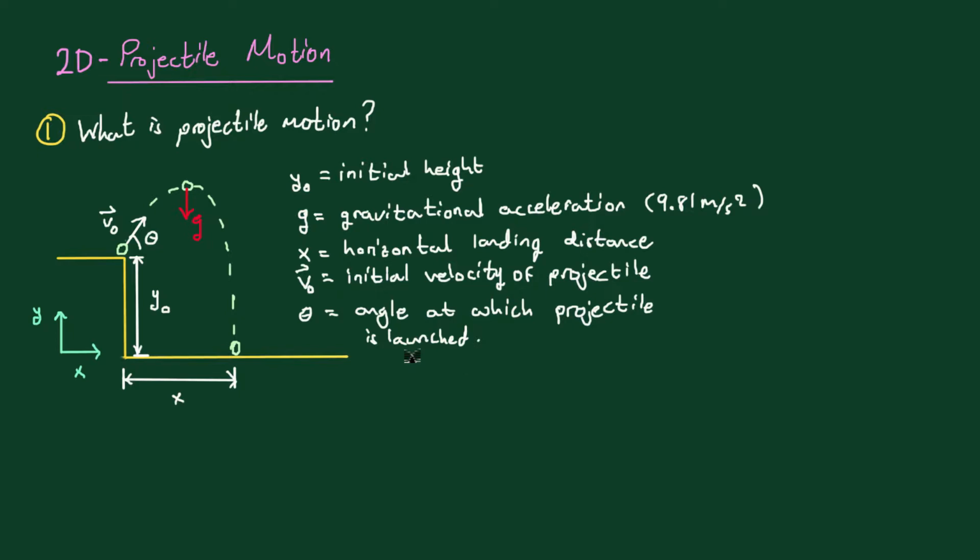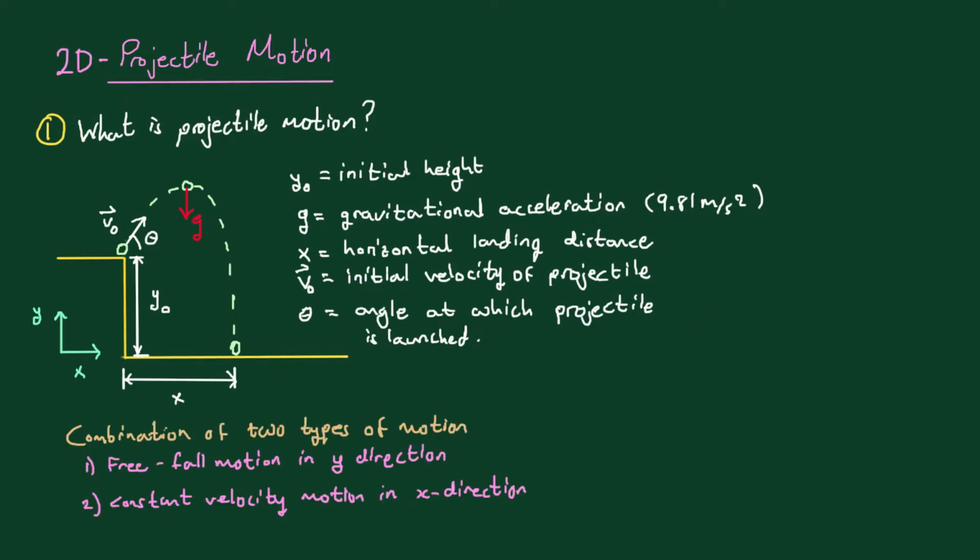Now, projectile motion is a combination of two types of motion. The first type is free fall motion. So the particle experiences free fall in the y direction. Now keep in mind, even though the particle might be ascending, or its height might be increasing, the particle is really in free fall motion because it experiences an acceleration downwards due to gravity. So eventually this particle is going to fall back down to the ground.